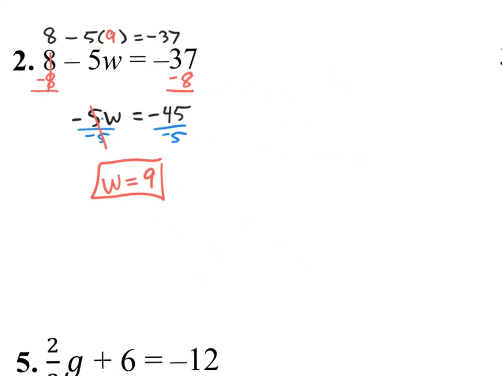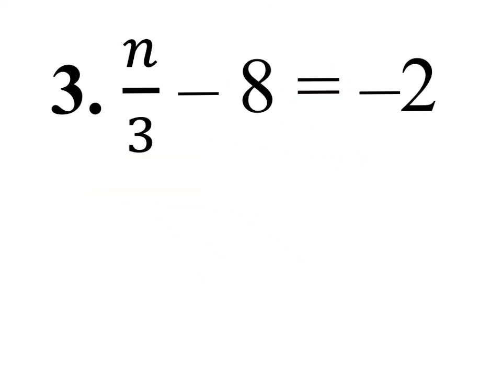Moving on to number 3. The easiest way to handle this one is to get rid of the minus 8. I mean, you could get rid of the fraction if you wanted to by multiplying everything by 3, but then you'd get a 24 right here and you'd get a 6 over here. Those are bigger numbers. It's a lot easier to just simply get rid of that minus 8 by adding 8.